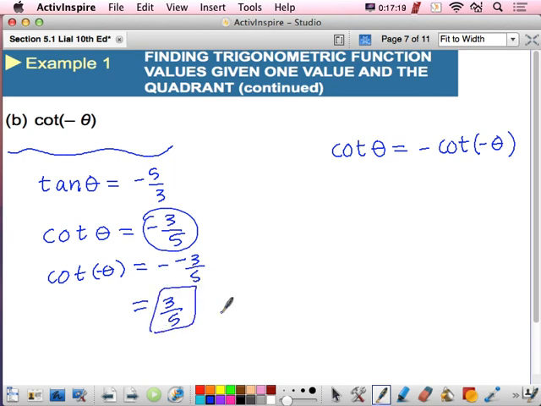Did that make sense? Okay, one more time. We knew tangent, and if we know tangent, we can just take the reciprocal and find cotangent. And that gave us cotangent of plain theta, right? Cotangent of plain theta was negative 3/5. Well, the cotangent of negative theta is the opposite of the cotangent of positive theta. So we simply change the sign to positive 3/5. That wraps up example 1. Most of your homework is going to deal with those sorts of things, so you're really going to have to try to find the connections there.